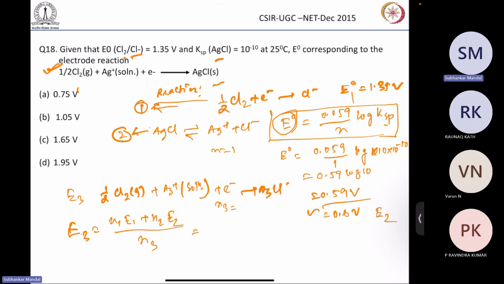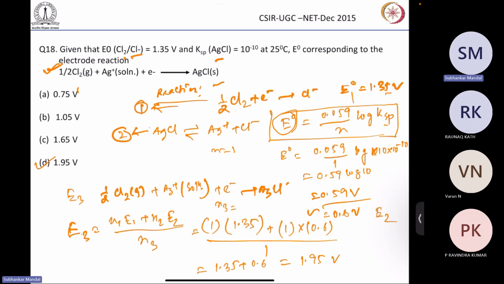Now whatever value you can put: 1.35, this is the E1 value, plus 1 into 0.59 or 0.6 I can write, divided by 1. So 1.35 plus 0.6, that will be 1.95 volt. So D is the answer. Okay, so this is a quite easy problem. Whatever things are given in the problem, after that we can follow the steps.